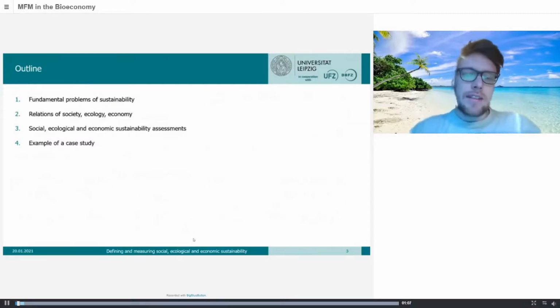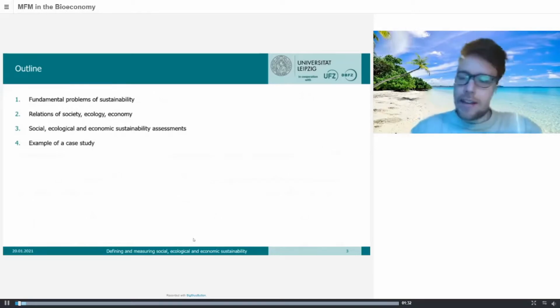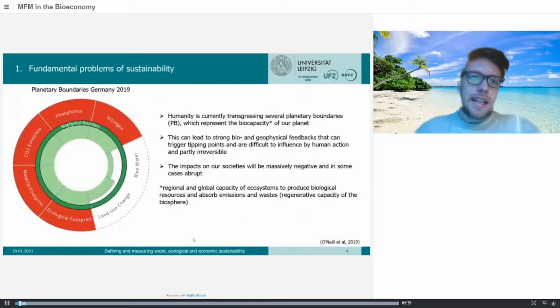I think it's very interesting and very necessary to have a look at this to understand what could be relations of society, ecology, and economy, because understanding those relations is very important and essential to actually assess social, ecological, and economic sustainability. And at the end, to give you some practical insights, I give an example of a case study I did recently. So let's start with the fundamental problem of sustainability.